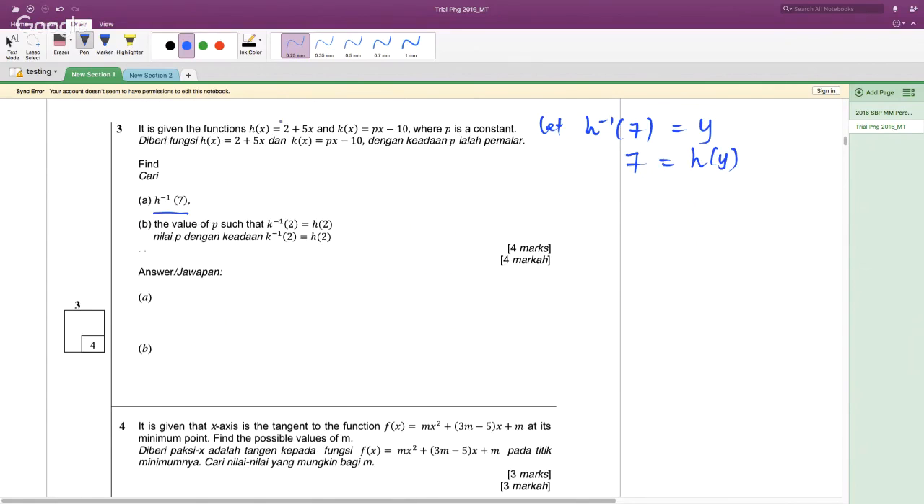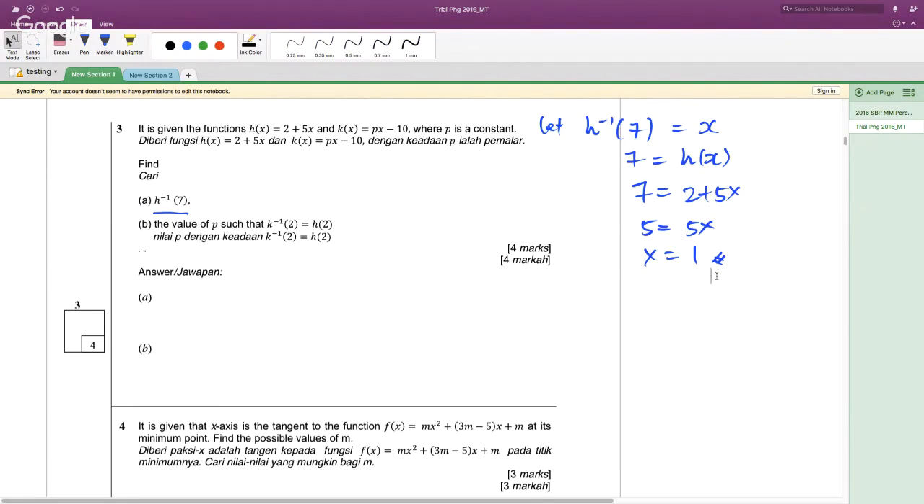Okay, so I have h(x) equals 2 plus 5x. So what I can do is let this one equal to x, then you will see the things better. So if h(x) equals 7, your h(x) is 2 plus 5x, so it equals 7. Then this one is 5x equals 5, then x is equal to 1.